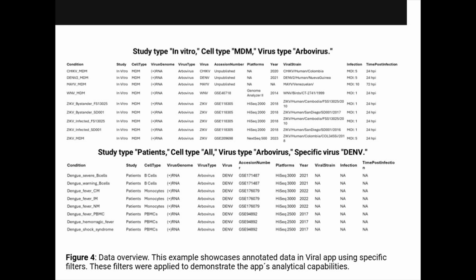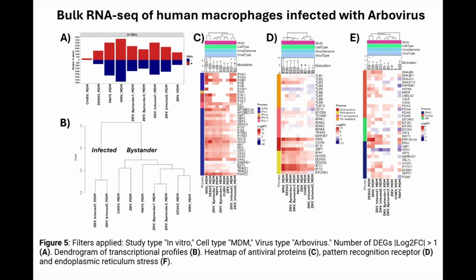For example, if we apply specific filters in Viral App, such as in vitro studies with macrophages and arboviruses, or patient samples with arboviruses and dengue virus, we can organize our analyses as demonstrated here. From macrophages infected with arboviruses, we can examine differentially expressed genes and observe clustering in a dendrogram.